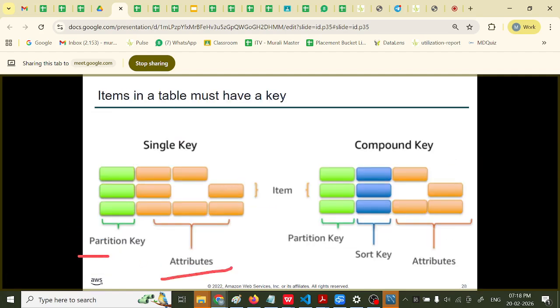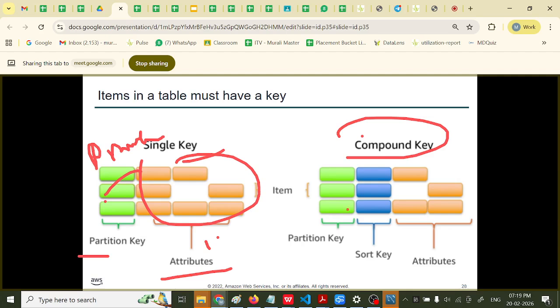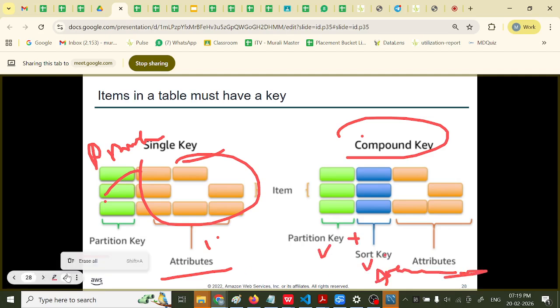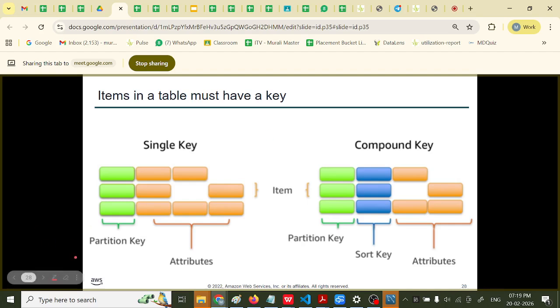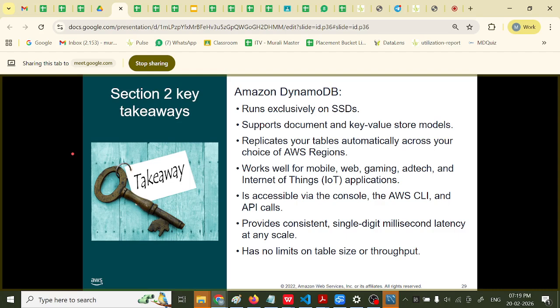Next, partition key plus attributes. Partition key is nothing but the primary key. So you keep the primary key alone and keep the remaining as attributes. Or you can go for a compound key, which is a combination of partition key plus sort key. Sort key is nothing but ascending or descending order. So we have these two options in DynamoDB: partition key alone or partition key plus sort key. It supports gaming applications well and handles millisecond latency, meaning it can respond faster, in milliseconds.